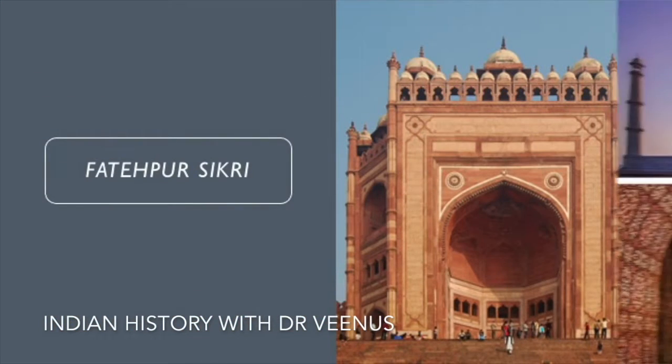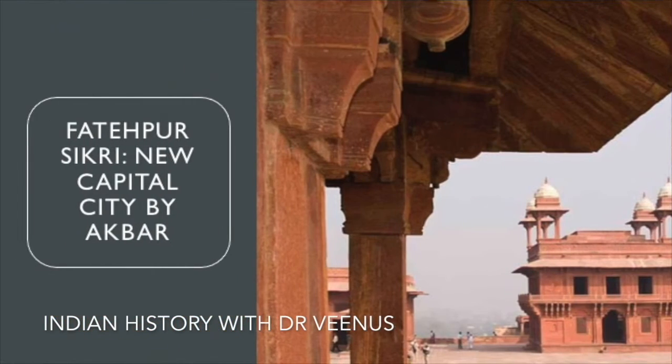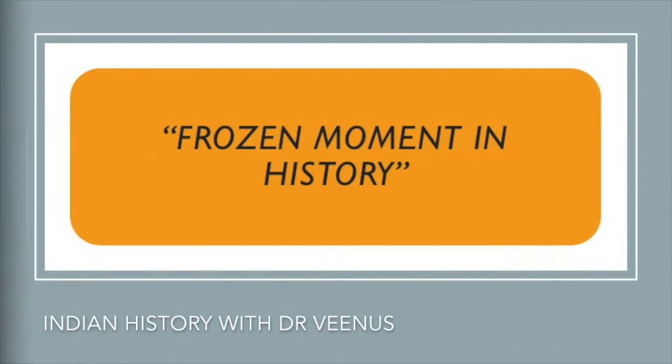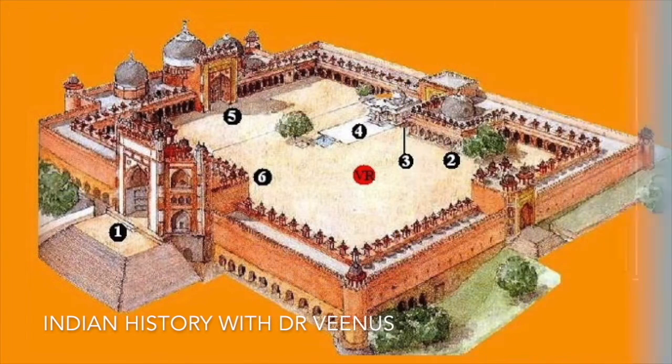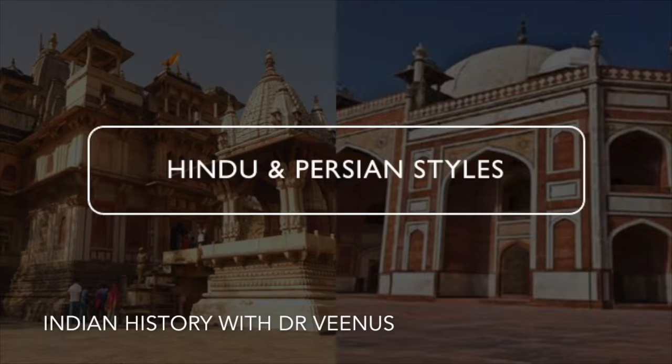Fatehpur Sikri, one of the highlights of Indo-Islamic architecture, was the creation of a new capital city by Akbar at Fatehpur Sikri. It has been described as a frozen moment in history as the buildings here represent a unique blend of Hindu and Persian styles.